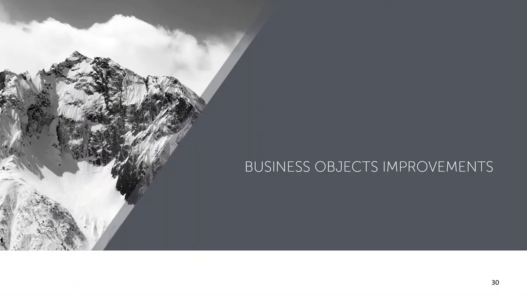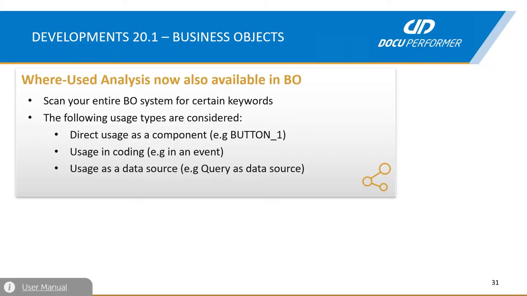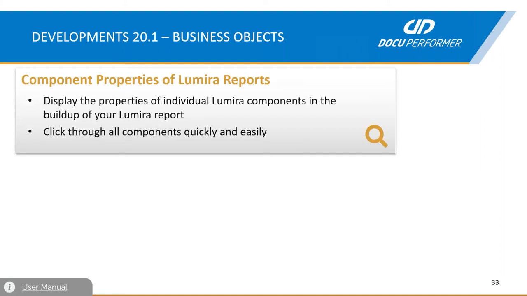Okay, now let's jump to BO. We added a completely new where-used analysis to the BO component. From now on, it's possible to scan the entire BO system for certain keywords or components, meaning you can enter a simple string and the Docu Performer searches all the BO coding for these usages. The search tool will find direct usages as in components. You can find the usage in codings, for example, in an event, and you can see what the usage in data sources looks like. This is quite massive, and I would like to show you this functionality later on in the demo. What else changed?